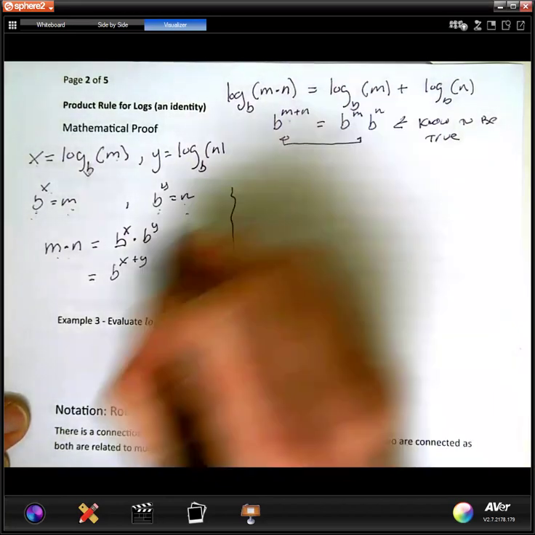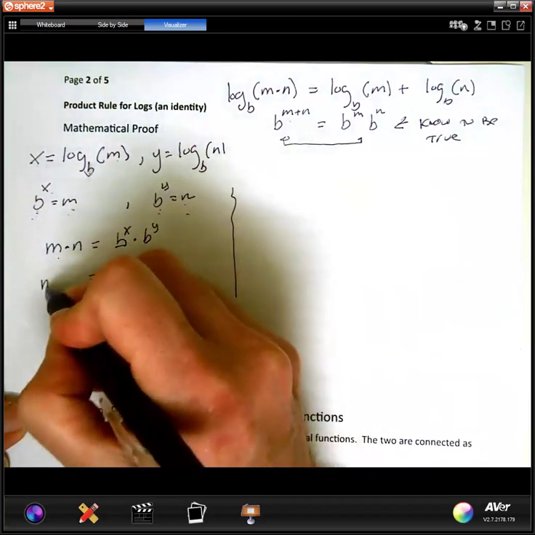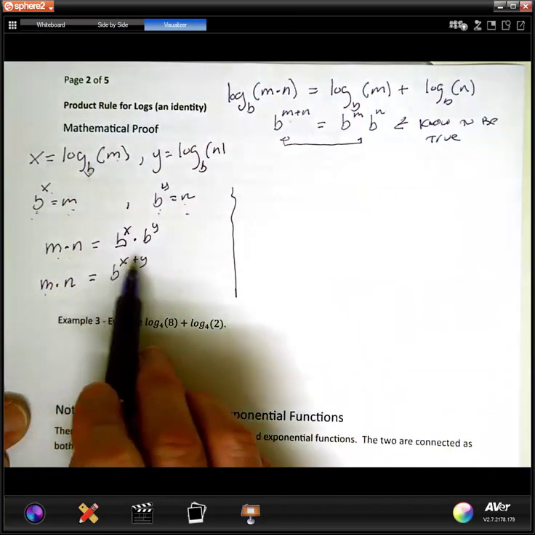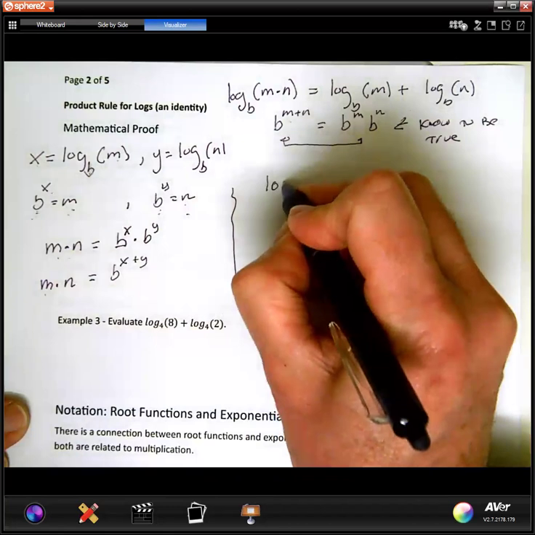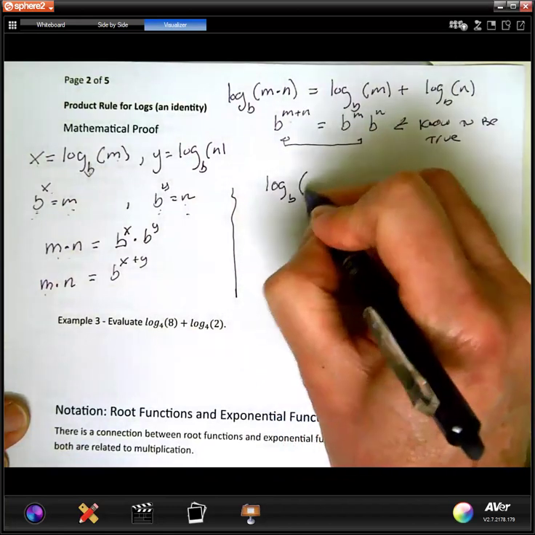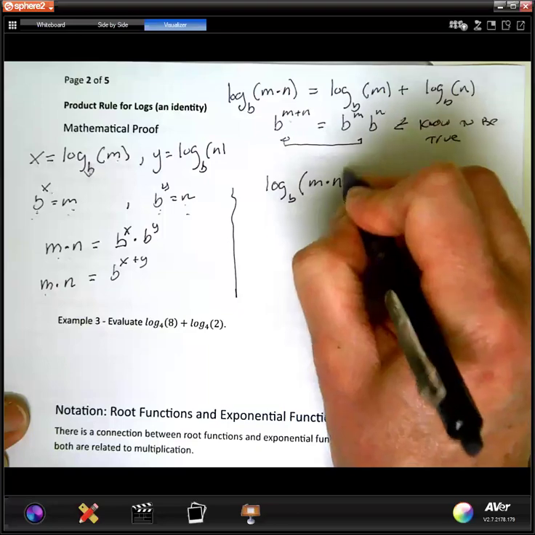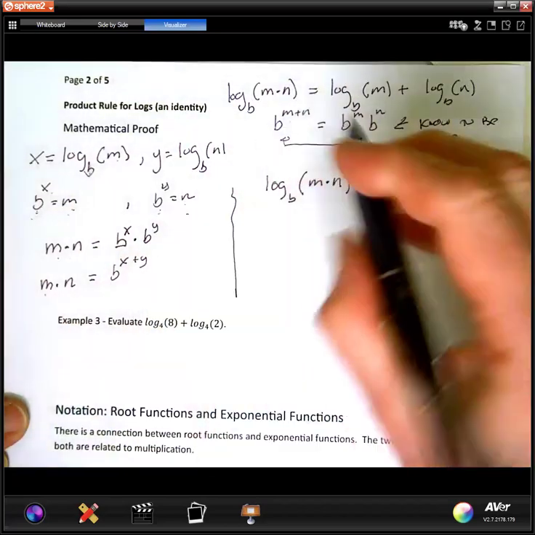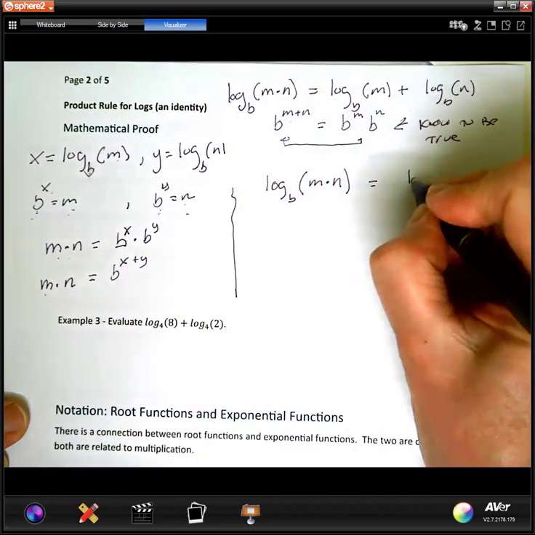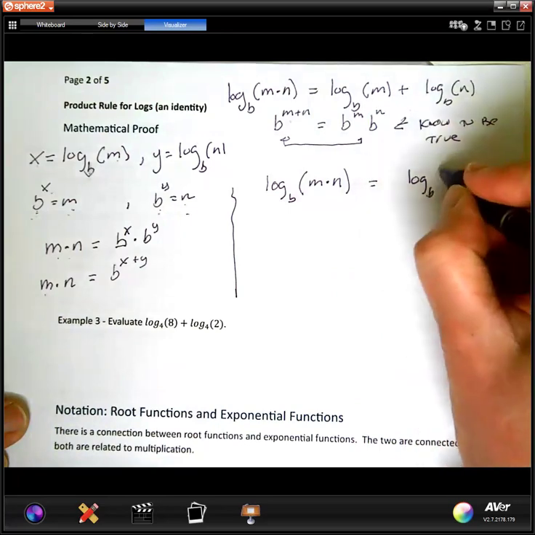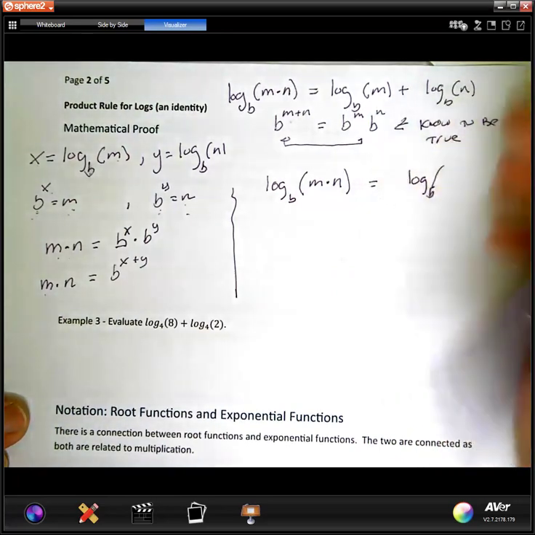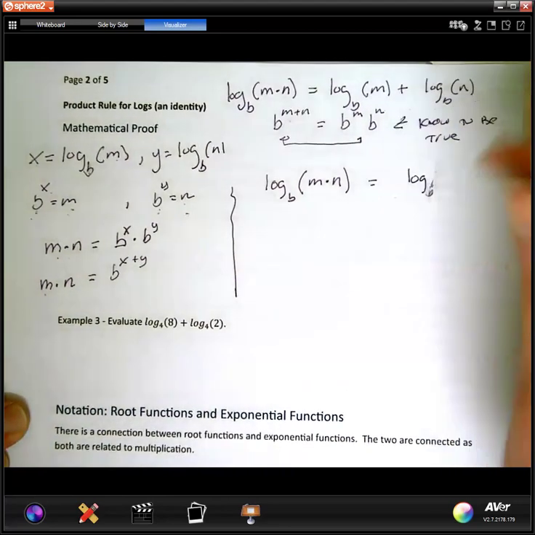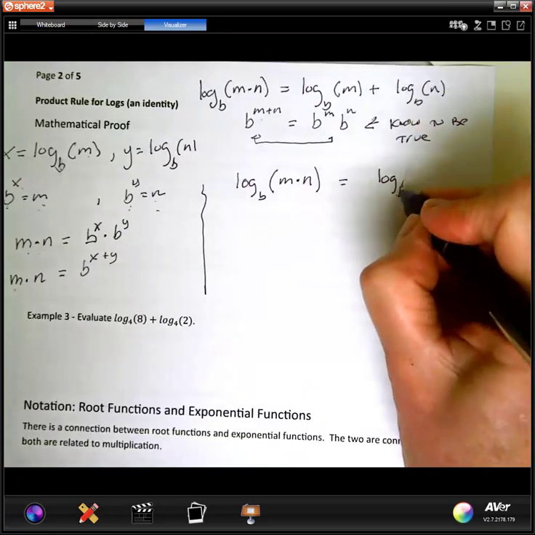What I'm going to do now is write this down here to emphasize this. I have m times n is equal to b to the x plus y. And now I'm going to take log of both sides. This is like taking the square root of both sides, or squaring both sides. So both these expressions are going to go inside the log function. Took a little wedge here and it's pushing my pen down, so I can't write normally. It's a bad design.